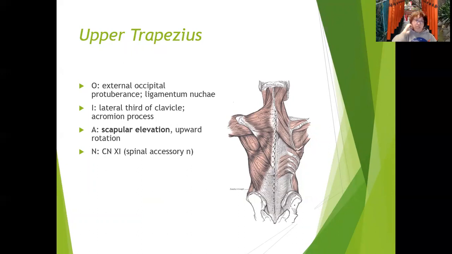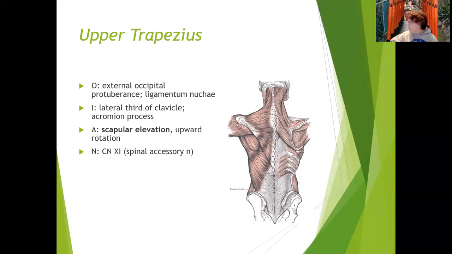And the ligamentum nuchae, you can think of it as a neck ligament, attaches to the external occipital protuberance. So that's its superior attachment. The insertion is the lateral third of the clavicle and the acromion process.